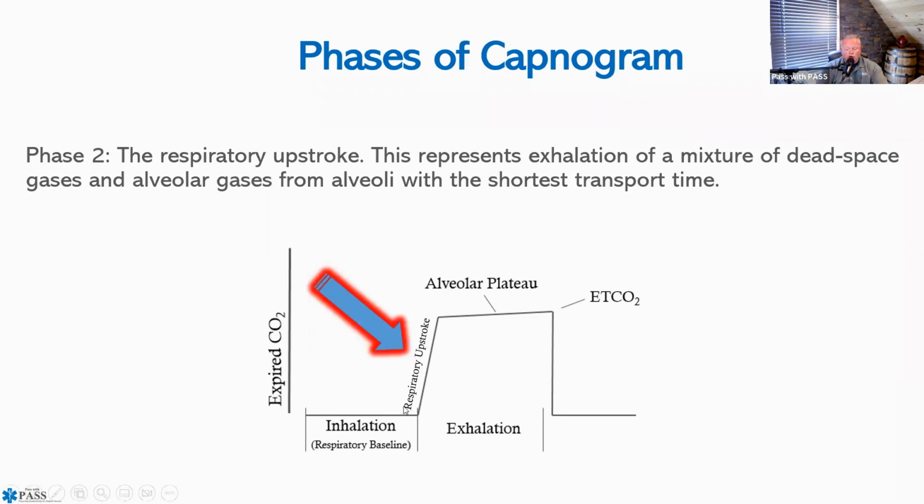The respiratory upstroke is where the baseline starts to initially get a tracing and give a quantitative number associated with that. So we know that our range is 35 to 45. Well, if we're starting at that phase 1 inhalation, or the respiratory baseline of 0, we obviously have to grow to get up to that 35 or 45 number. That is where phase 2 comes in. So phase 2 represents exhalation of a mixture of that 150 cc's of dead space and gases, the other 350 from the alveoli, with the shortest transport time.